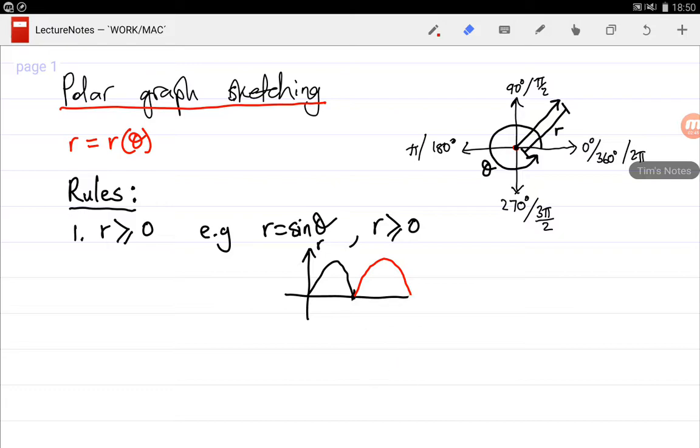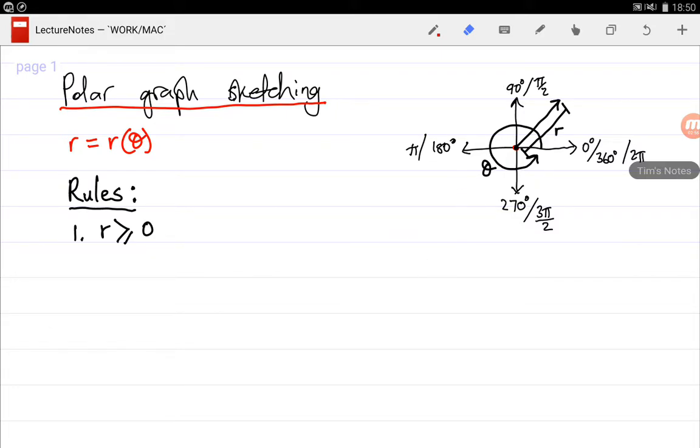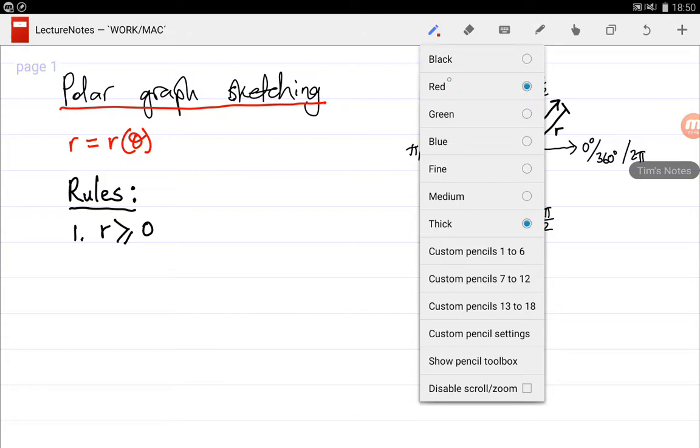And this is going to play an important role, and you're going to need to know it before you start sketching, and it's going to help in most functions that may look a bit obscure and strange. So let's move on to the second rule.